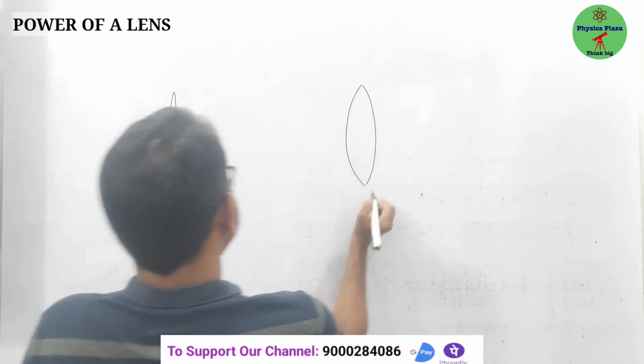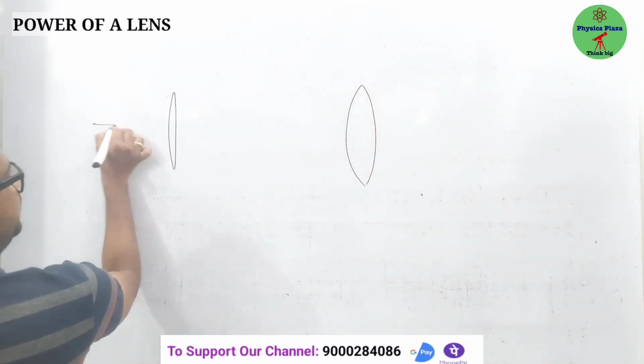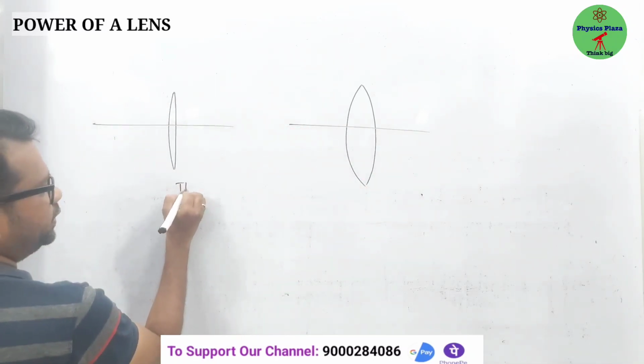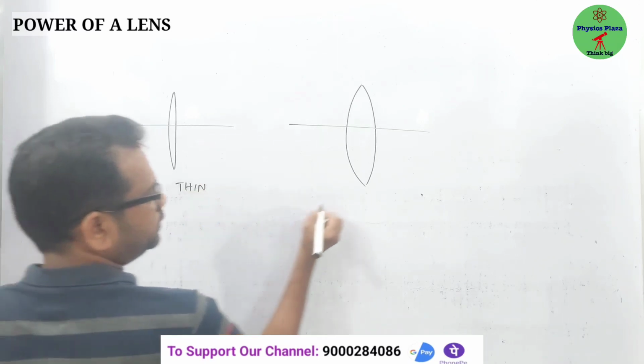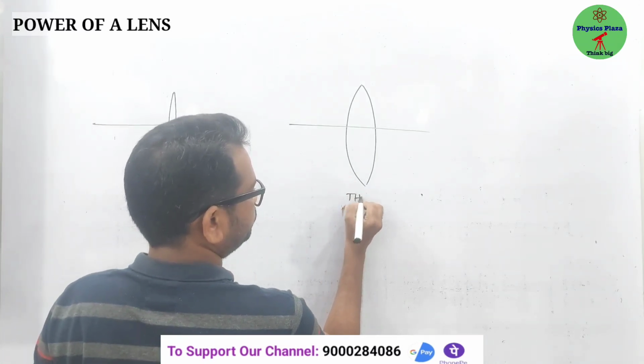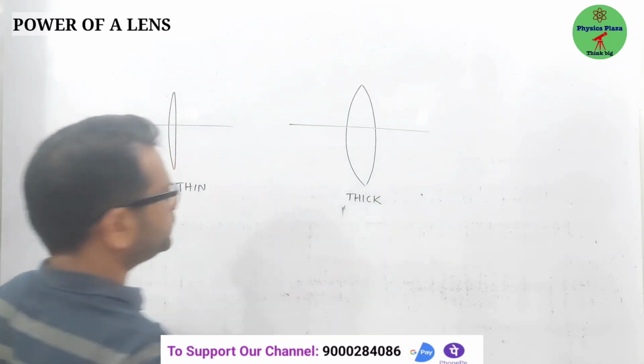Okay. So, both are convex lenses only, but they are of different thickness. So, this is a thin convex lens, and this is a thick convex lens.